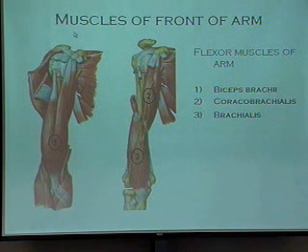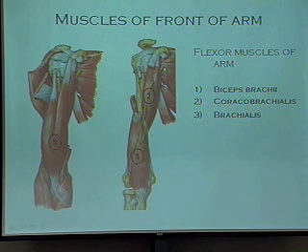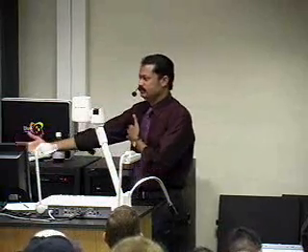Coracobrachialis can be easily identified by the fact that it is pierced by a nerve. You see this nerve that's passing through coracobrachialis. So if you see any nerve passing through a muscle, the nerve is musculocutaneous nerve and the muscle is coracobrachialis. Okay? If you see a nerve passing through a muscle in this region, the nerve is musculocutaneous.